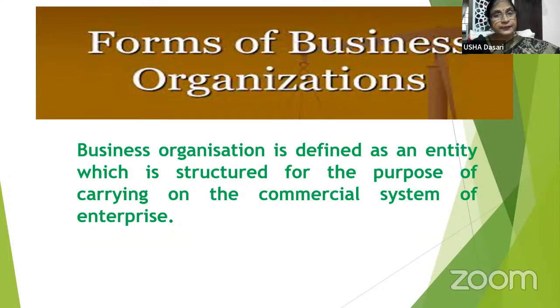Before dealing with these forms of business organization, what does this mean here? A form of business organization is defined as an entity which is structured for the purpose of carrying on a commercial enterprise. What does it mean here? It means the business organization is governed under principles and laws governing the contract and exchange of goods and services. That is the meaning of the term business organization.